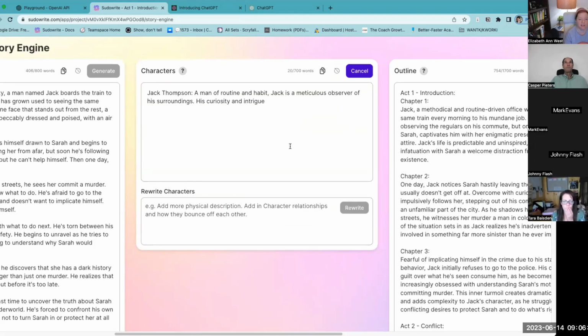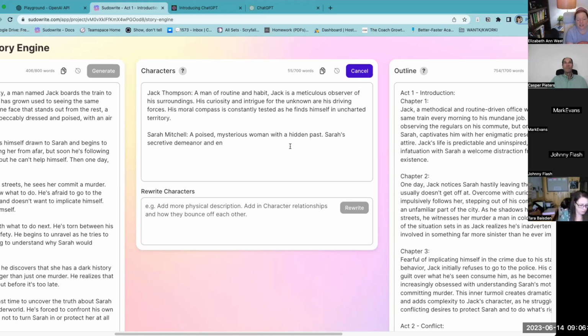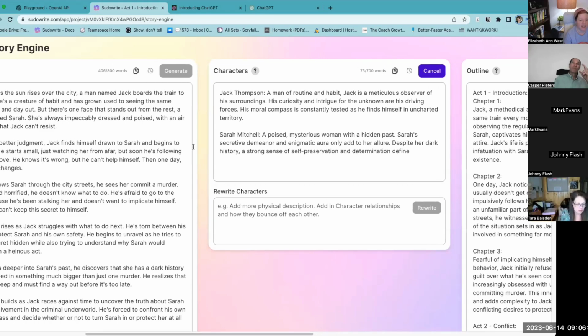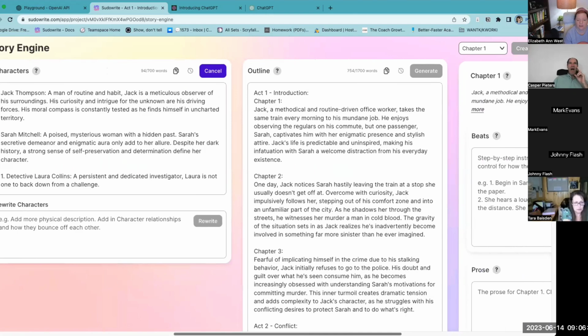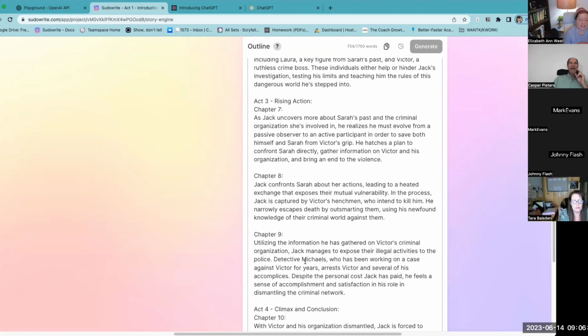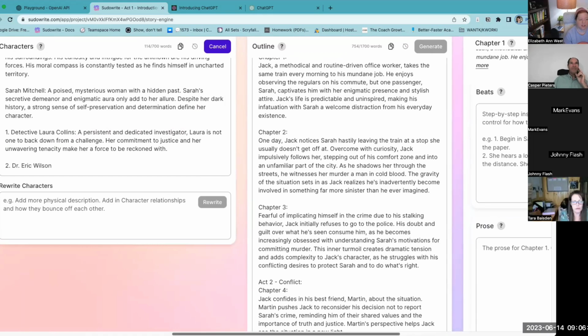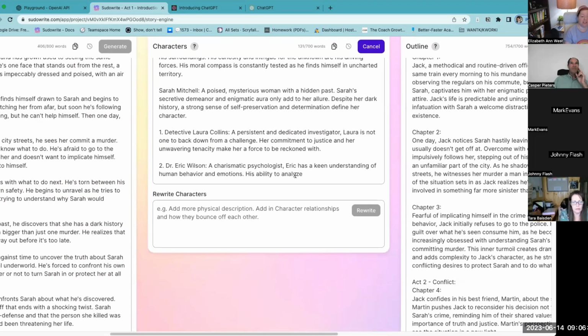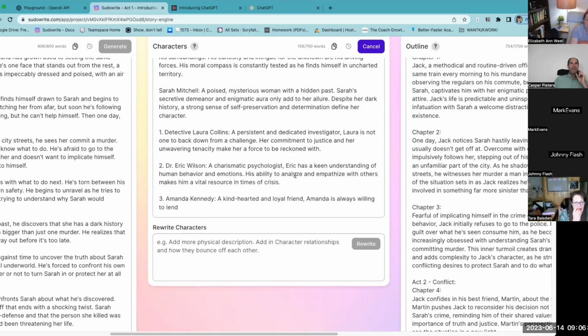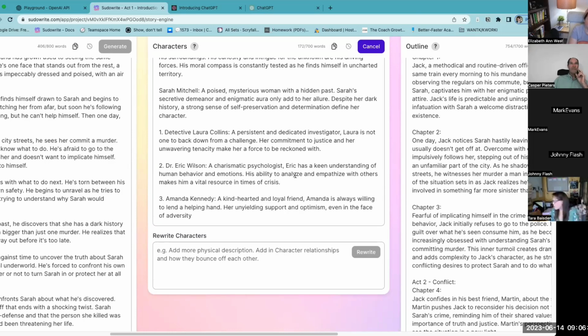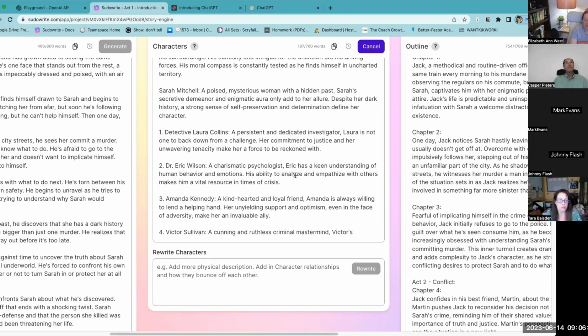So now we have Jack Thompson, and it'll keep some elements the same because it's pulling this from the synopsis. Because the synopsis already says Sarah, Jack and Sarah. But now we have Detective Laura Collins. We don't have Michael, Detective Michaels. So it understood that there needs to be someone, and now there's a charismatic psychologist. Now we have a whole other realm of this. Amanda Kennedy. And I don't know why it started numbering them and then it didn't number the other two. That's very strange. We got another Elizabeth? Victor. Go ahead.